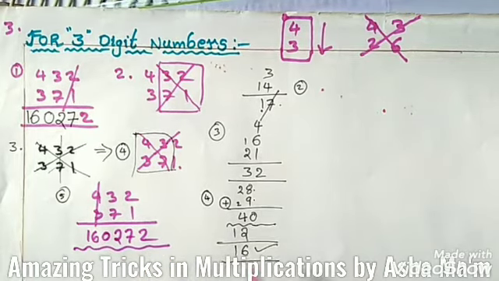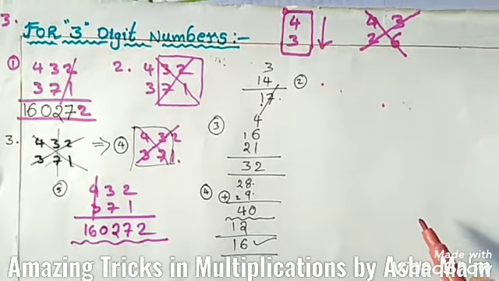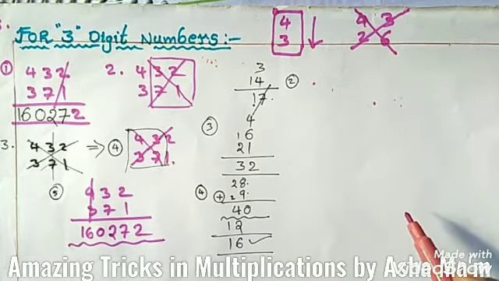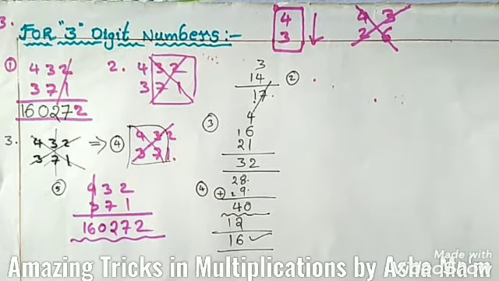Okay, these are the 5 simple tricks you have to follow, then only you should get the answer. Let us see one more example, students. Here for 3-digit number, how can we get the answer in simple multiplications?